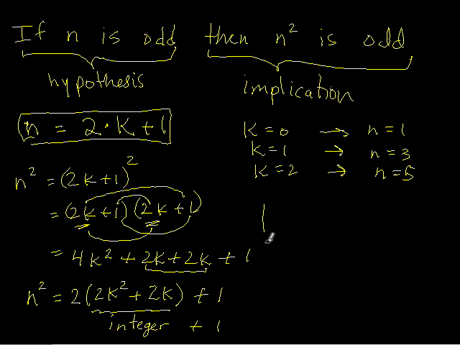So that's why whenever you take something like 7 squared, you end up with 49, also an odd number. You take 9 squared, you end up with 81. And we've shown that no matter what odd number you take, you always end up with the square of that number also being odd.